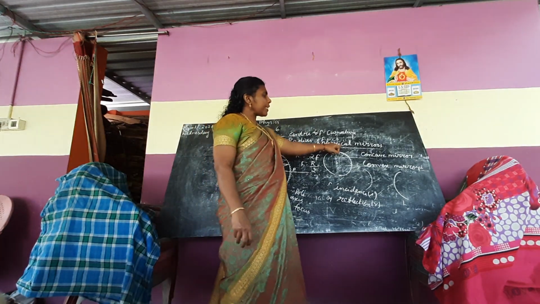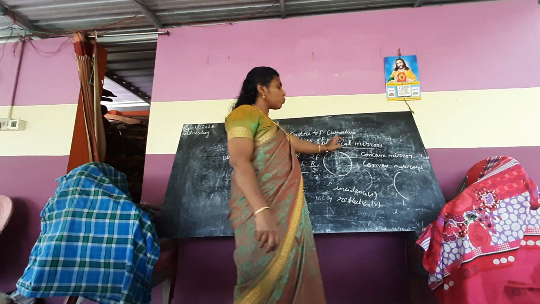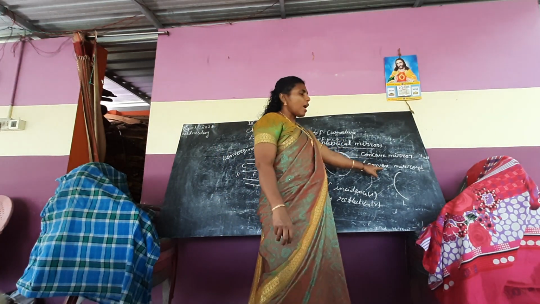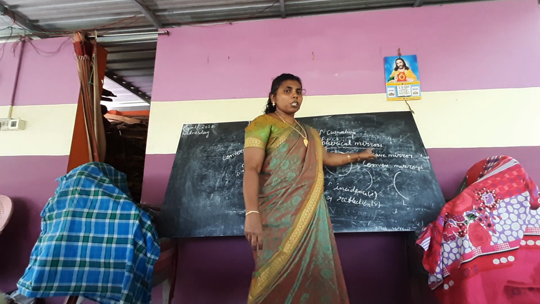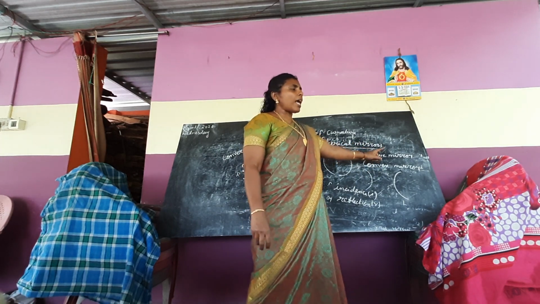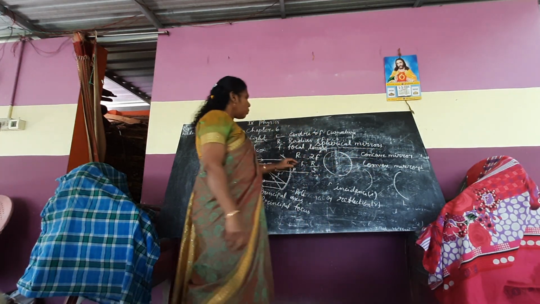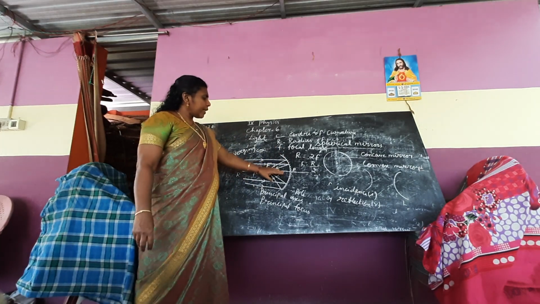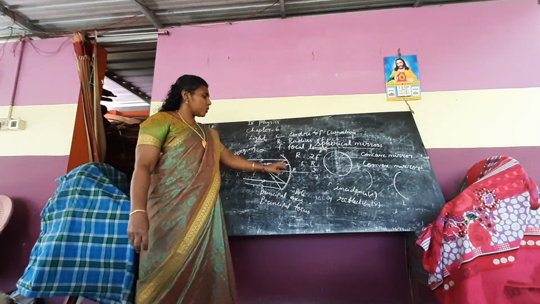Now the spherical mirrors. Spherical mirrors are of two types. What are they? Concave mirror and convex mirror. What are the two types of spherical mirrors? Concave mirror and the convex mirror. Now we draw a ray diagram by using a concave mirror.